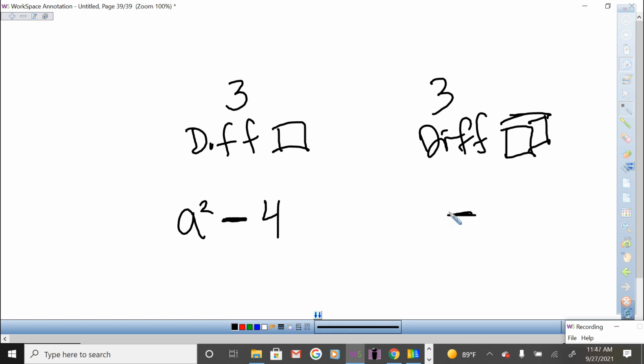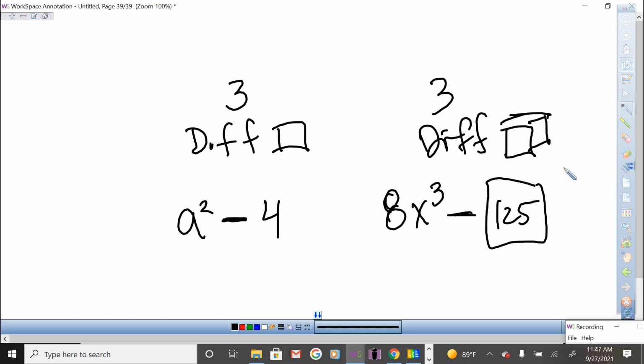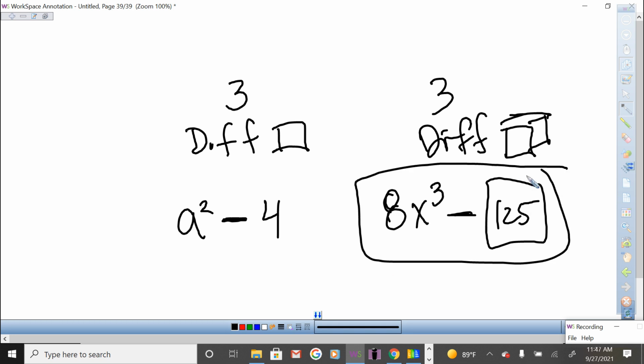How about cubes? I'm going to start off with a number, 8 x cubed. Who can give me a cube number there? What do you think, Philip? 125. 125. This is a difference of cubes. You need to make up your own 3 of each for tonight, okay? And then you write them out with a pattern, yes?